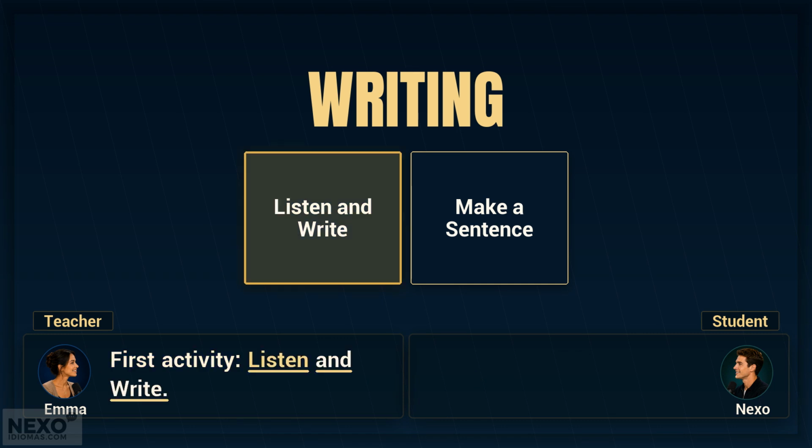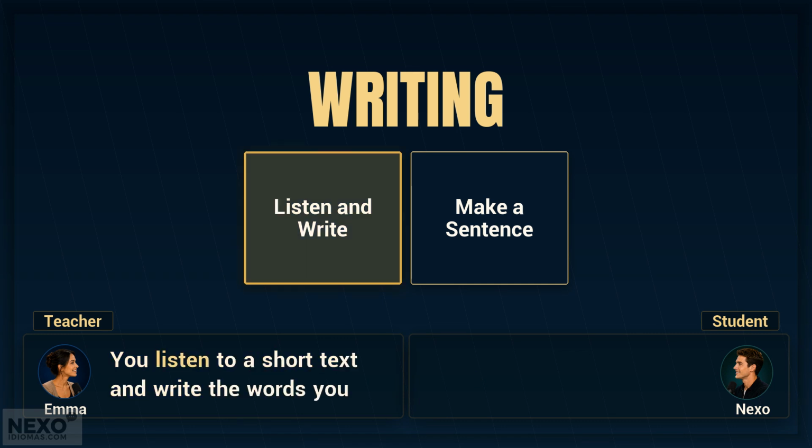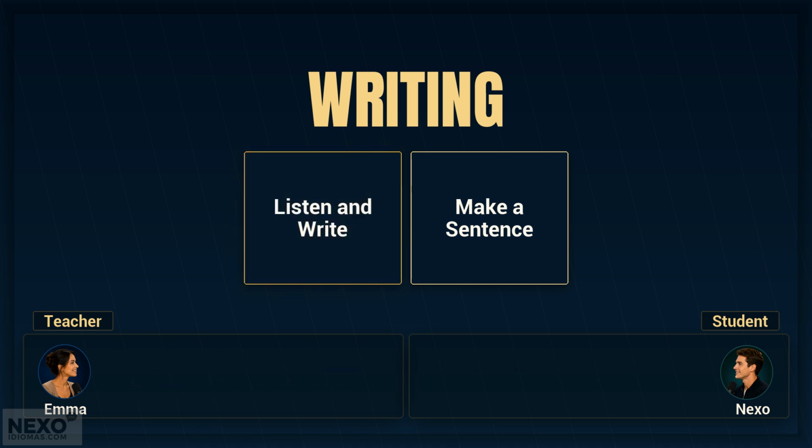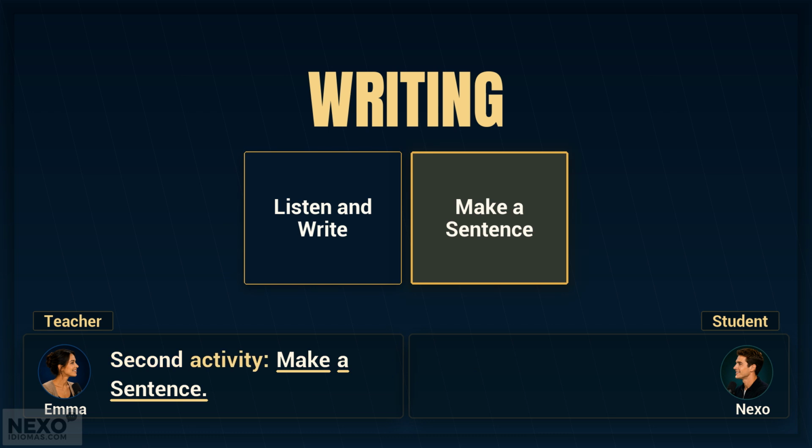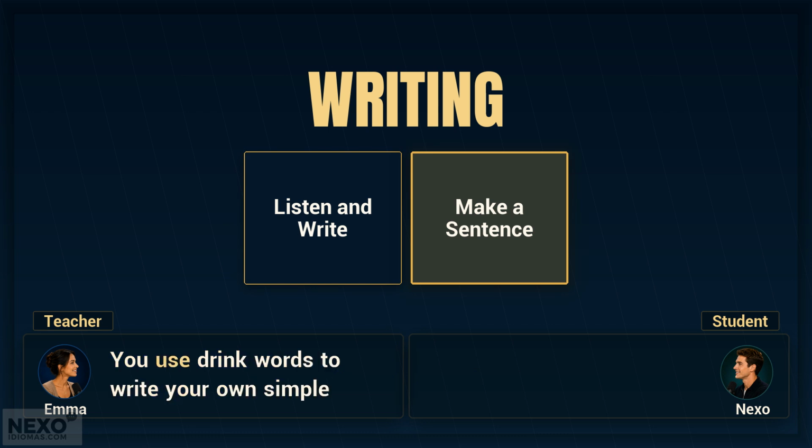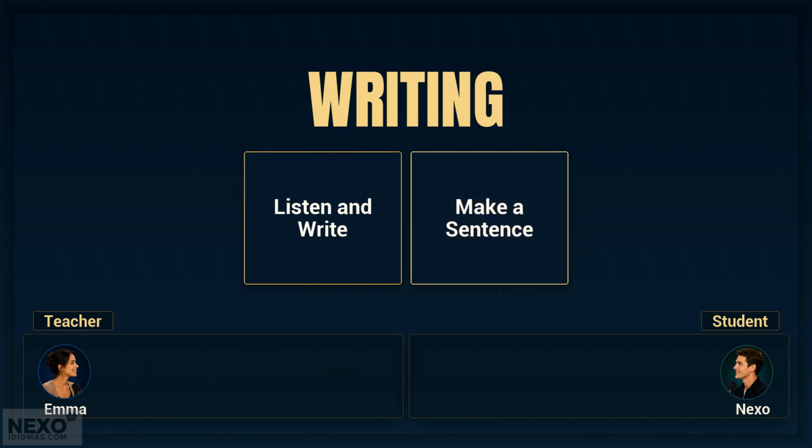First activity, listen and write. You listen to a short text and write the words you hear. Second activity, make a sentence. You use drink words to write your own simple sentences. That sounds useful for my writing practice. Great. Let's start with listen and write.